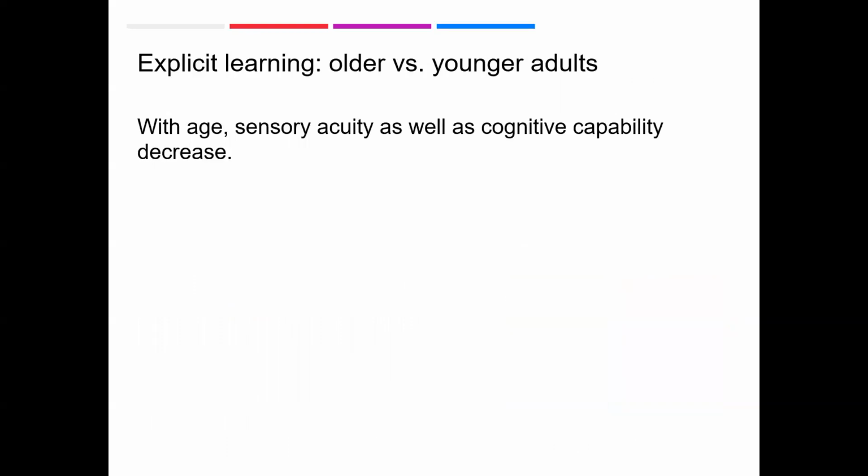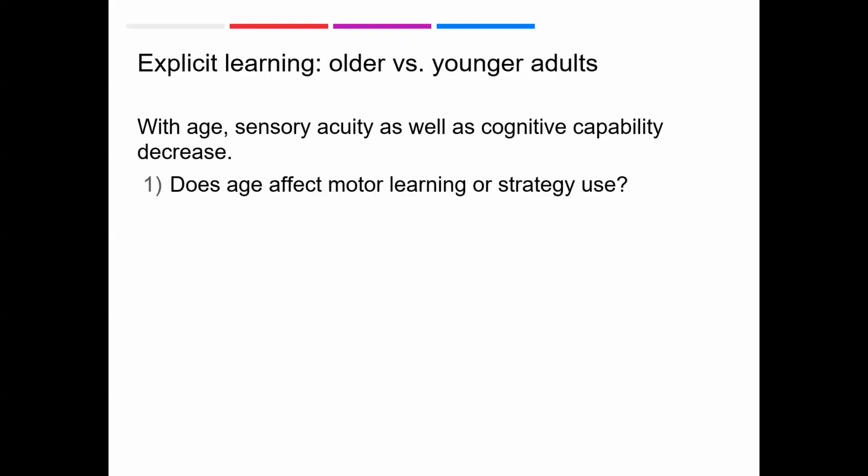Okay, so another factor that at least some studies have shown also affects adaptation is aging. With age, sensory acuity as well as cognitive capacity decreases, and some studies also show that older adults, those over the age of 60, don't learn to the same extent as younger adults. So we wanted to test that as well. That is, we wanted to know whether age affected motor learning or strategy use in our paradigm using only the 30-degree rotation. And in our study, we found no difference.